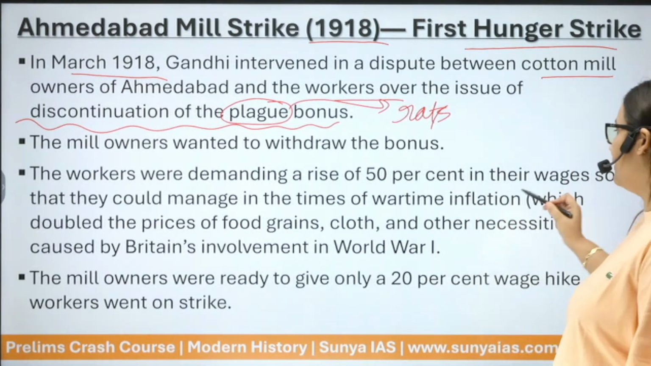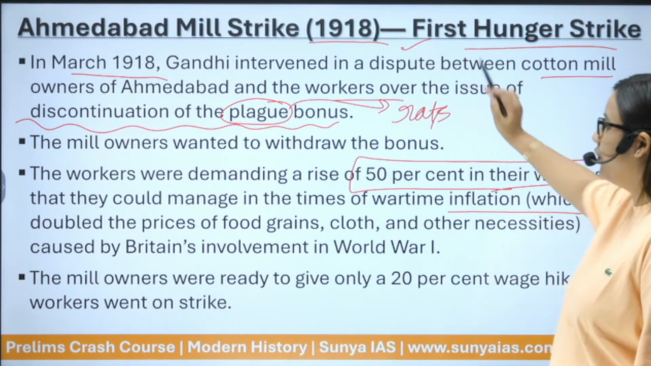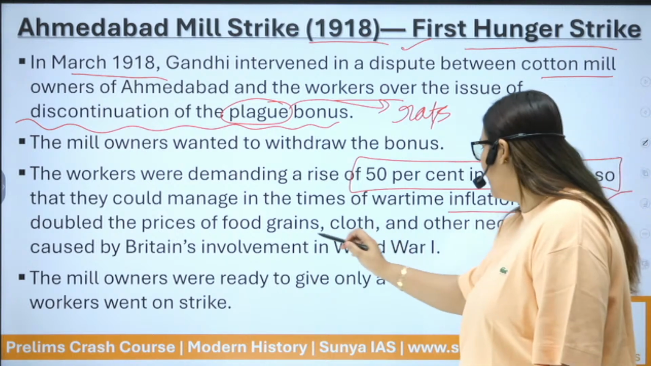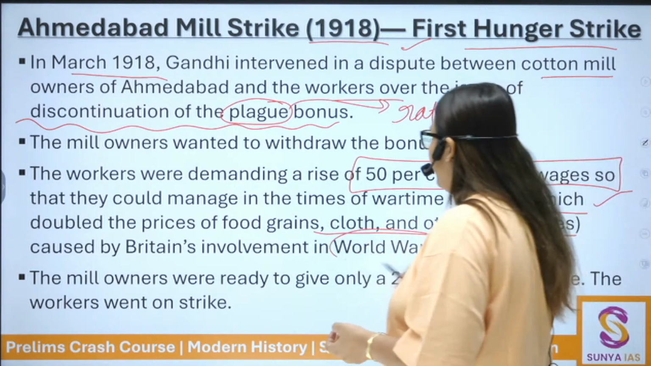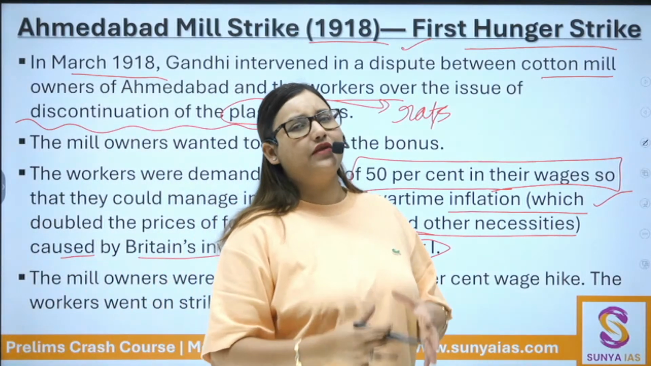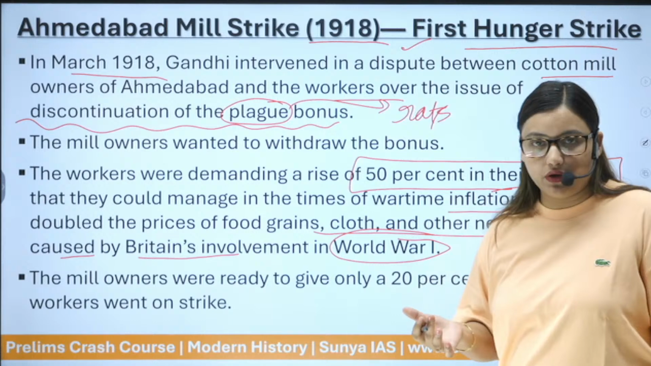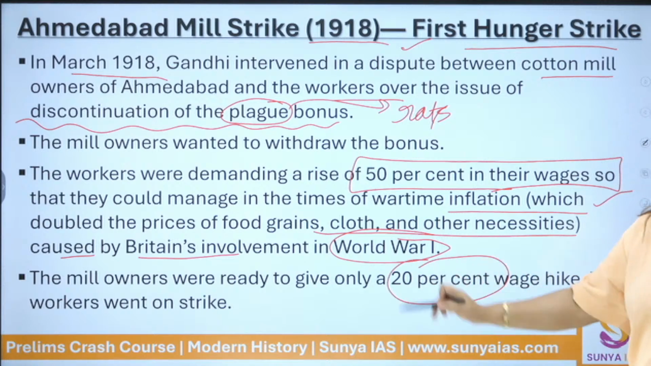Workers started demanding a rise of 50% in their wages so that they could manage in the times of wartime inflation. Okay, wartime inflation, why? Because during this time the First World War was going on, due to which it doubled the prices of food grains and clothes and other necessities. So the Britishers got involved in World War One, and they dragged Indians also into World War One. Indian resources, people, soldiers, everything. It was somehow getting a kind of inflated version everywhere. So here, mill owners said that no, we can only give you a 20% wage hike.